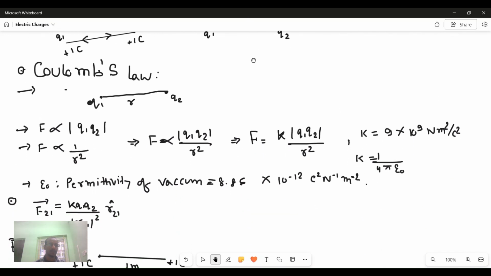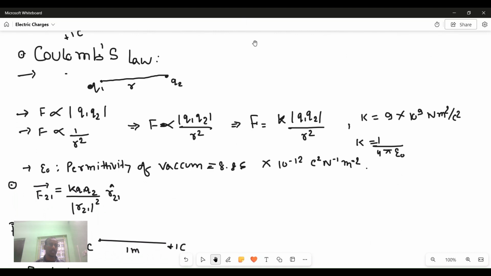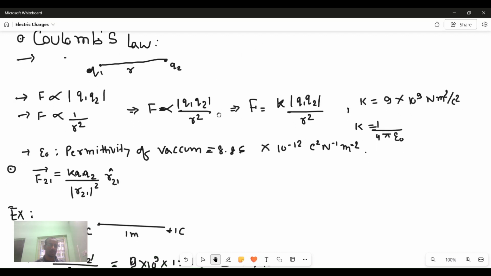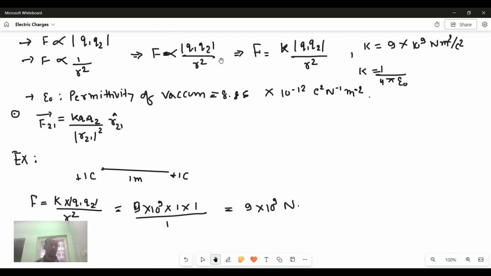After that, we came to Coulomb's law. Coulomb's law says that the force between two point particles is given by F = k Q1 Q2 / R². We solved a problem in which we have two charges Q1 and Q2 of 1 coulomb each and the distance between them is 1 meter. So the force acting on them is 9 × 10^9 Newton, and since the charges are of the same type, the force is repulsive in nature.